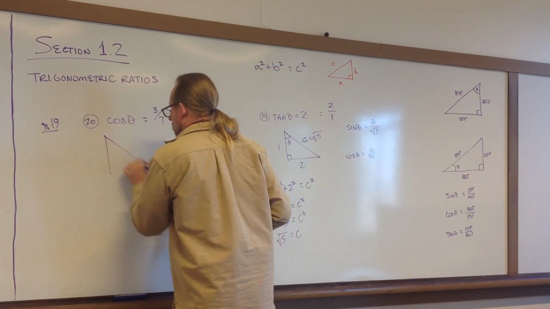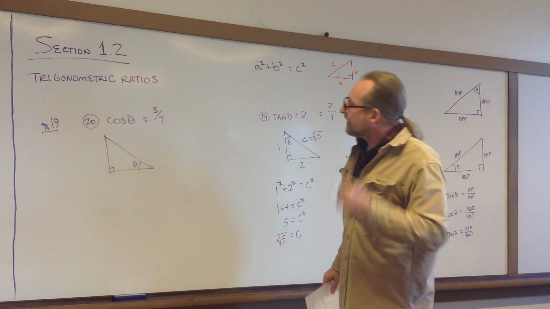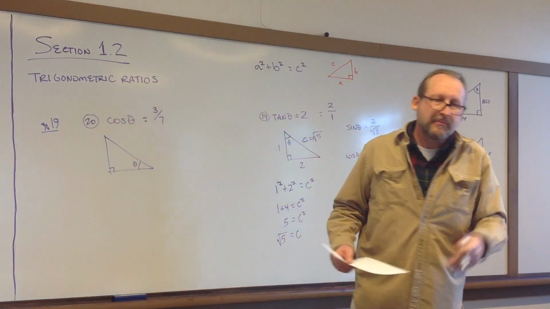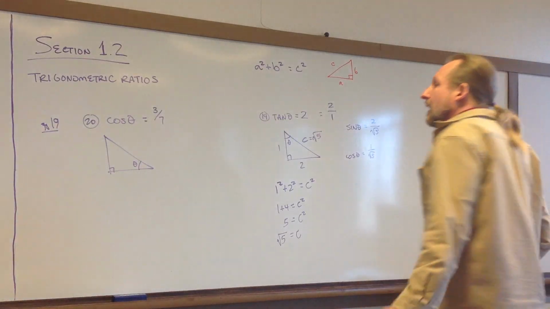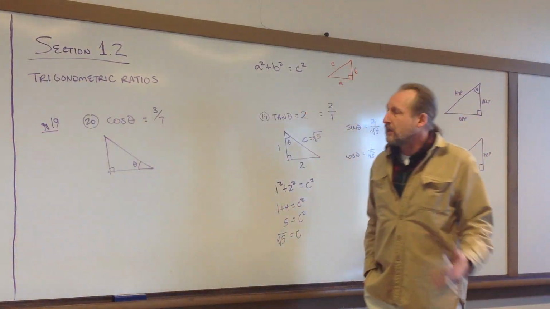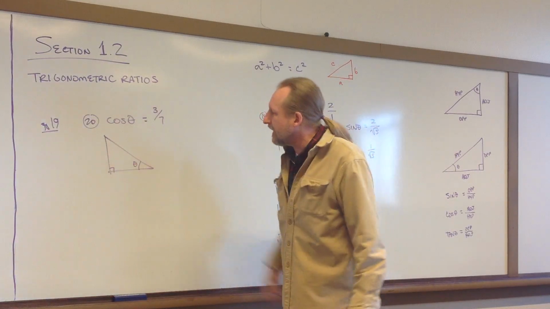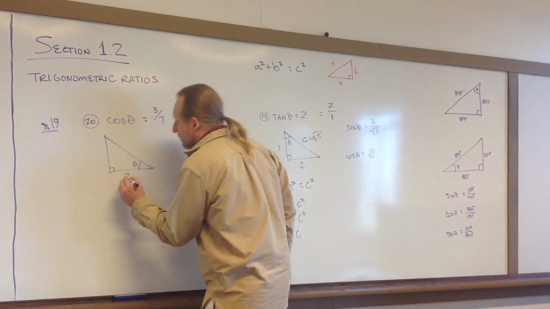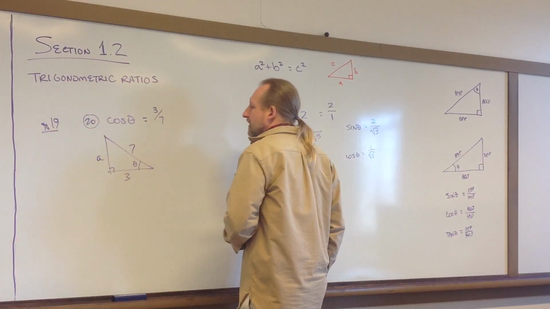So let's look at our triangle. There's theta, and you can put theta here, you can put theta here. It doesn't matter, okay? What matters is that you put the adjacent, opposite, and hypotenuse sides correctly. Once you've chosen which angle you want to be theta, then it's important to recognize 3 will be the adjacent side, 7 will be the hypotenuse. Let's find out what the other side is.